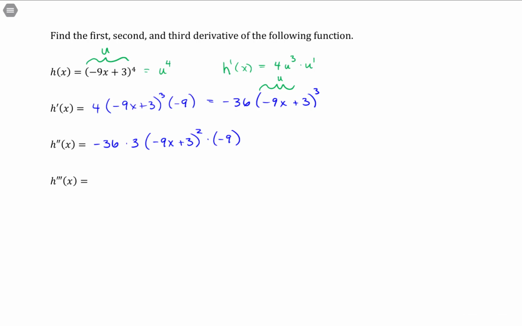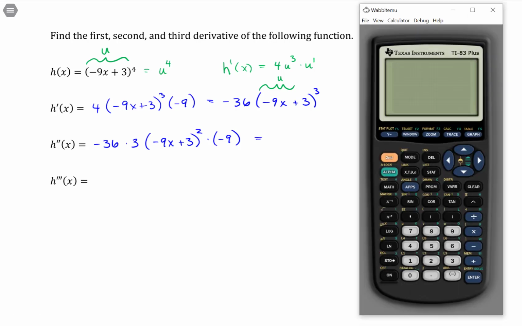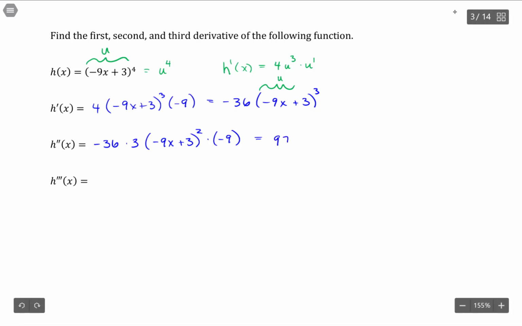So I left 36 off to the side. That's where this came from. And then I applied the chain rule to this part, which is the derivative of the outer function evaluated at the inner function times the derivative of the inner function. And again, simplifying here is probably a great idea because that's going to make it a little bit easier in the next stage. So let's see, I've got negative 36 times 3 times negative 9, a bunch of coefficients, which make up 972 here. So 972, negative 9x plus 3 to the second power.